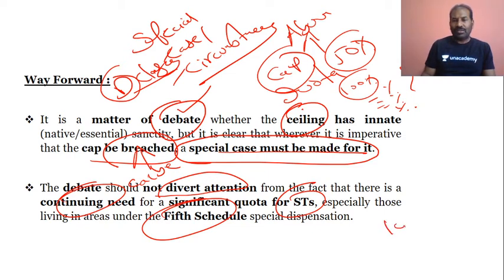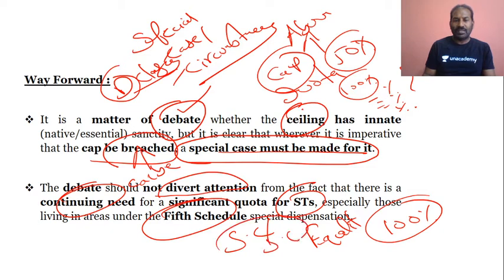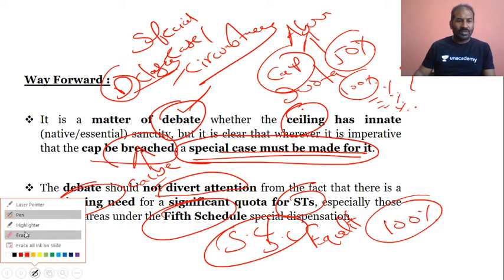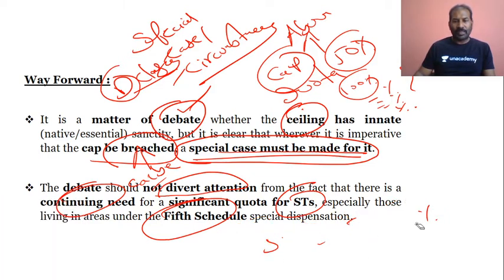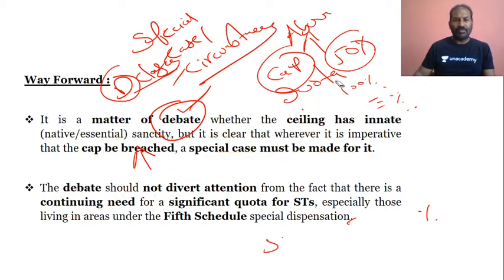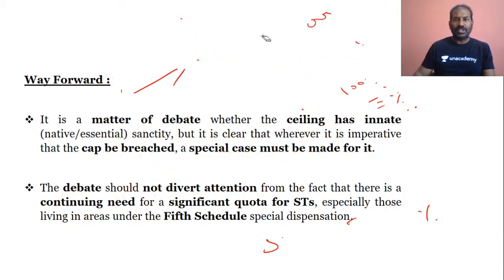Because once you are talking about 100% is, or else it's unconstitutional, or you are talking about equality, or you are talking about special cases or special circumstances, yes, there has to be a debate, and then a special case must be made. But the debate should not divert the attention. That is the need of the hour. The need of the hour is to make sure that definitely there has to be a debate. There has to be a mention about how far that 100% is really valid.